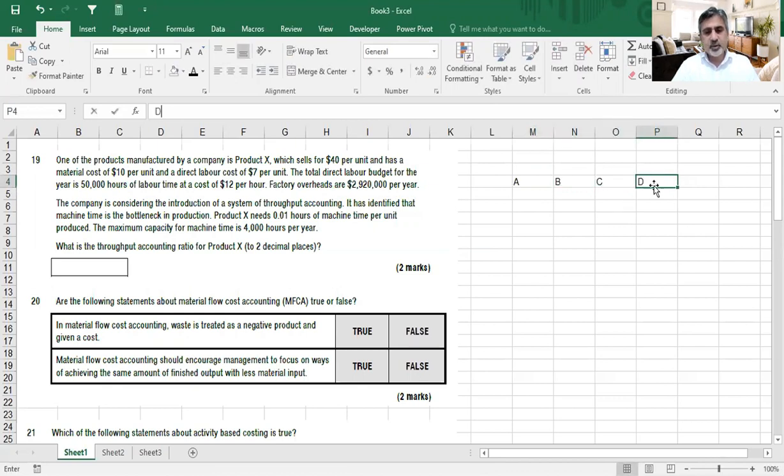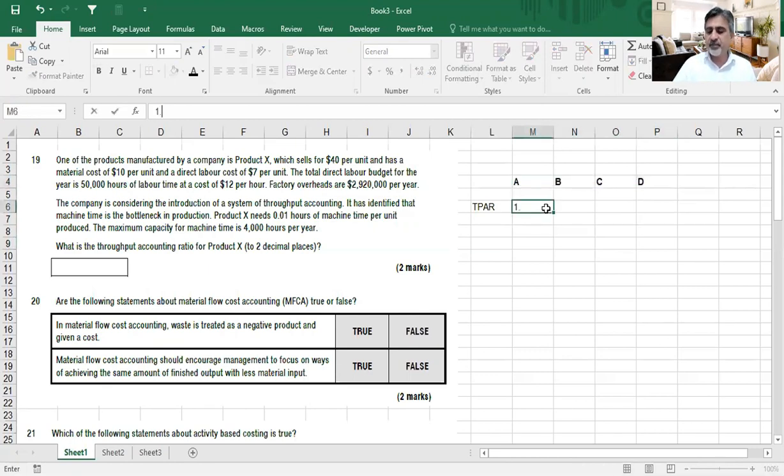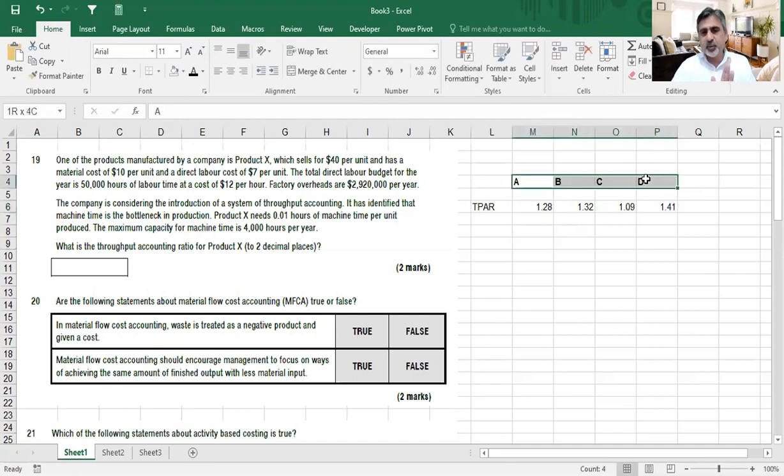Yes, sir. So let's suppose I have four products and I have their TPAR. The purpose here is not to calculate the cost of making these four units. I have come here 1.28, this is 1.32, this is, I don't know, 1.09, and this is 1.41. By calculating the throughput accounting ratio for these four products, you are actually seeing which products are more profitable, which products are less profitable.